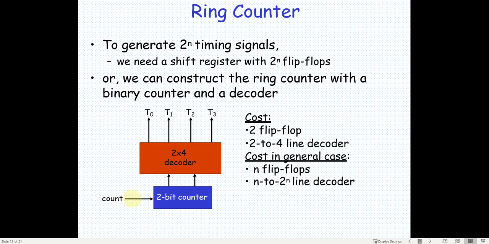No. This count is an enable signal. Clock will be given here to the counter. Correct, clock. We are now talking about all sequential circuits. So take it for granted, there has to be a clock for any counter to function. Without a clock, nothing would work here.